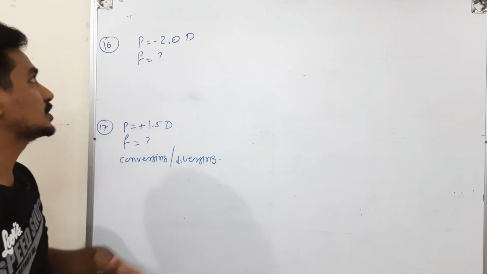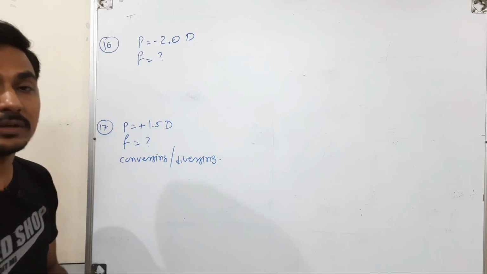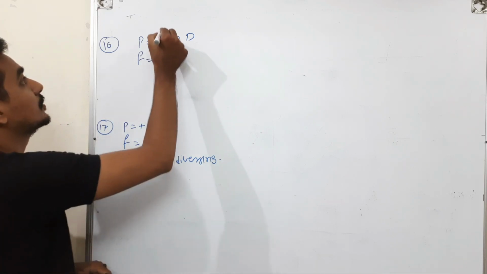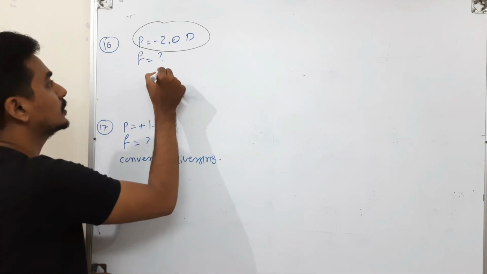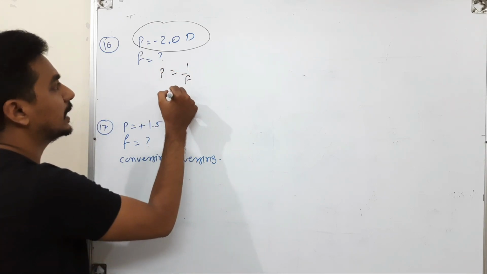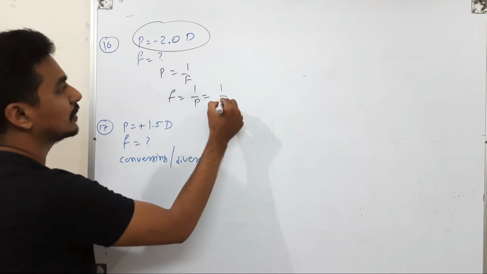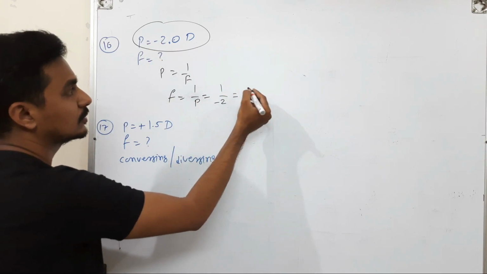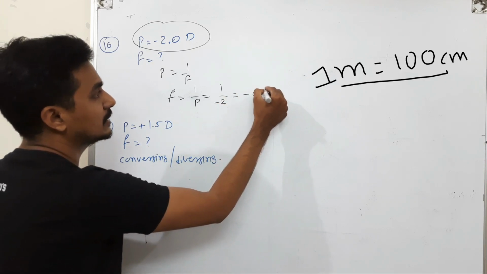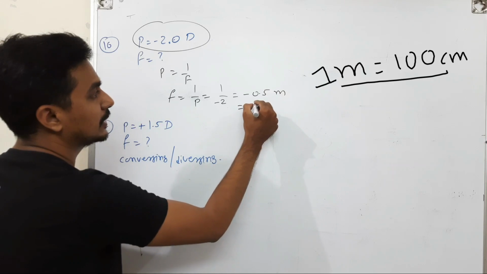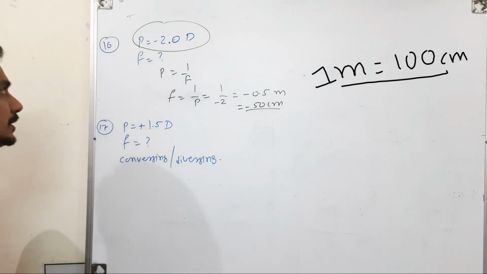In question number 16 from the exercise, it is given that the power of the lens is -2.0D. What is the focal length? So we know that P is equal to 1 by f. So f is equal to 1 by P, and P is given as -2. So it is 1 by 2, meaning 0.5. So it is -0.5 meter, that is, -50 centimeter.